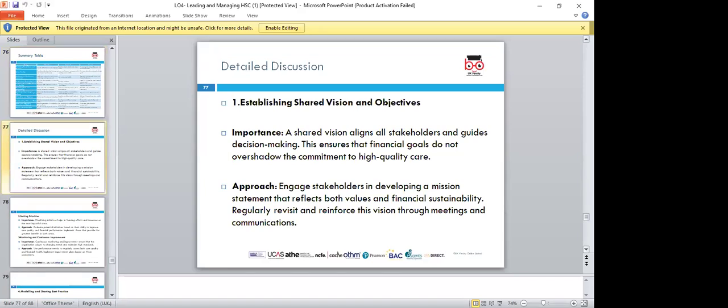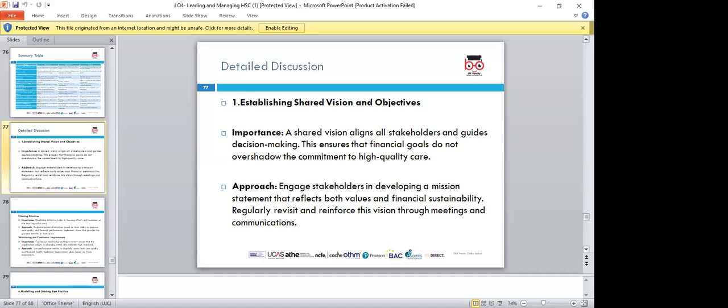So let's look at establishing shared vision and objectives. A shared vision is just like a shared goal that aligns all stakeholders and guides decision making. This ensures that financial goals do not overshadow the commitment to high quality of care. The approach, therefore, would be that you engage stakeholders in developing a mission statement that reflects both values and financial sustainability. Regularly revisit and reinforce this vision through meetings and communications.